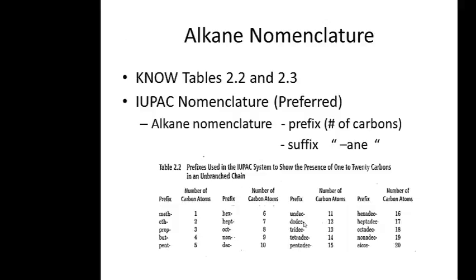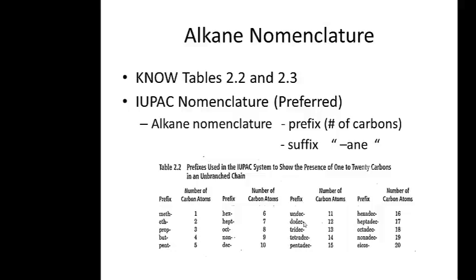In order to master nomenclature of alkanes, you have to know tables 2.2 and 2.3, and I've put them here, and they're also in your textbook. What we're going to be learning is IUPAC nomenclature, which is the preferred nomenclature. IUPAC stands for the International Union of Pure and Applied Chemistry. And these are rules that have been decided on internationally so that when chemists in different countries talk to each other, they know they're talking about the same molecule.